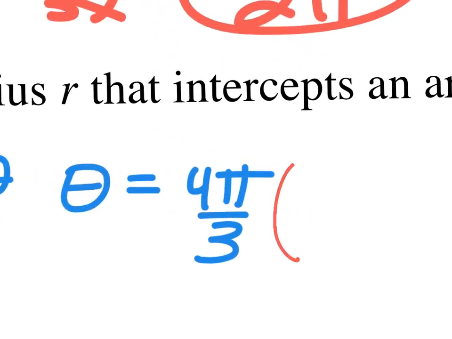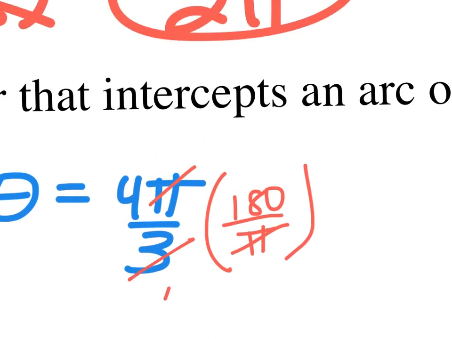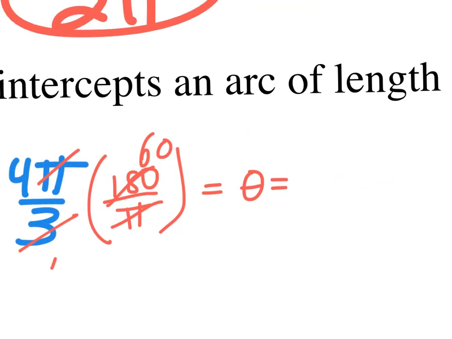So what's the extra step you need to do? We got to convert. Multiply by 180 over pi. So your pi's will cancel out. What happens with 3 and 180? Okay, so 60 and 1. What is 4 times 60? So your theta is 240 degrees.